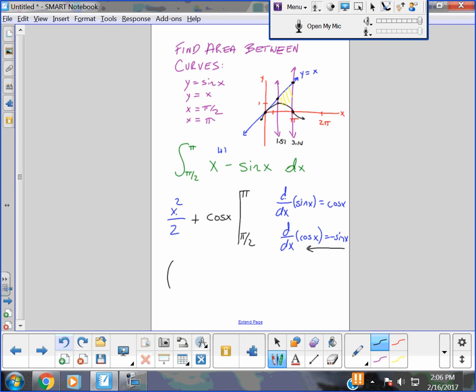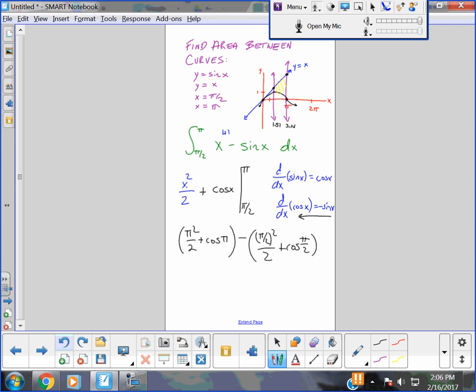So it's going to be pi squared over 2 plus cosine of pi, minus pi over 2 quantity squared over 2 plus cosine of pi over 2. And again, we should know these from our unit circle. All right? I draw the unit circle, and it's just the x values because it's cosine. You guys agree? Cosine of pi is negative 1. Cosine of pi over 2 is 0, from our unit circle. And if you're not sure, use your calculator to check.